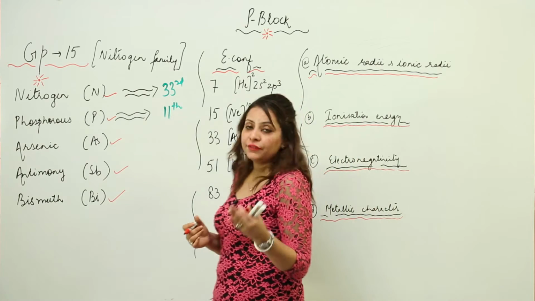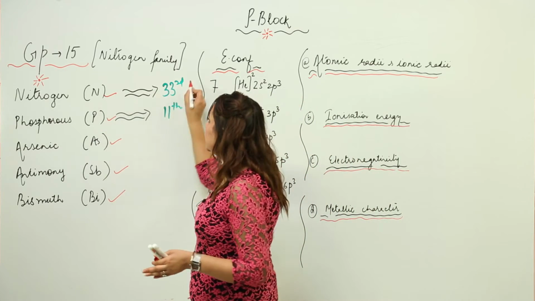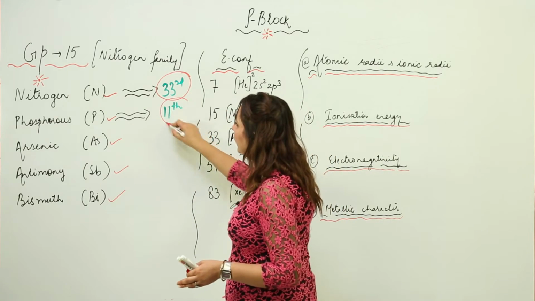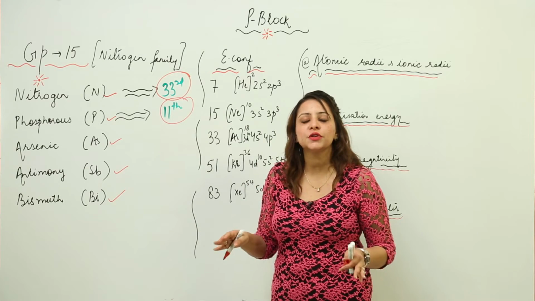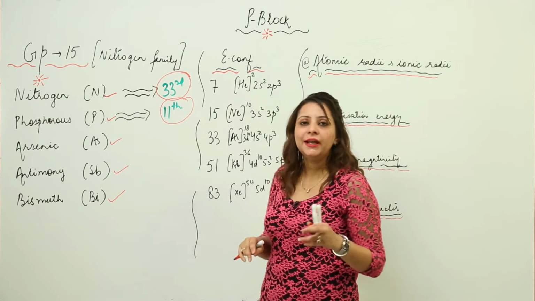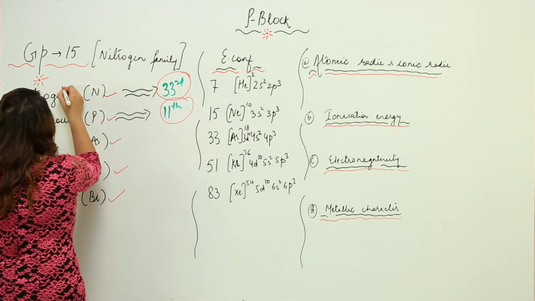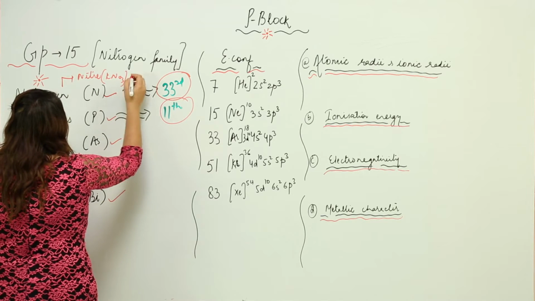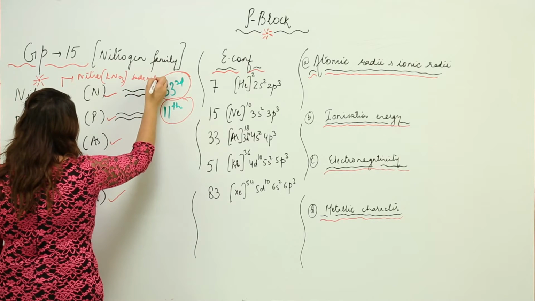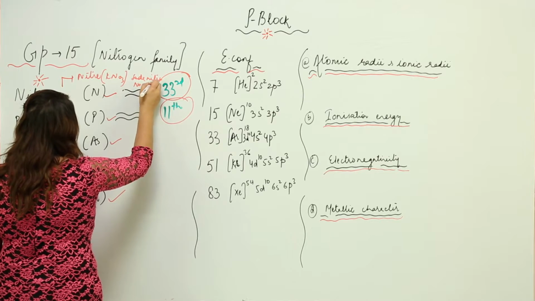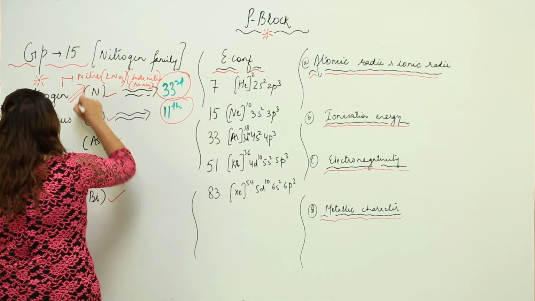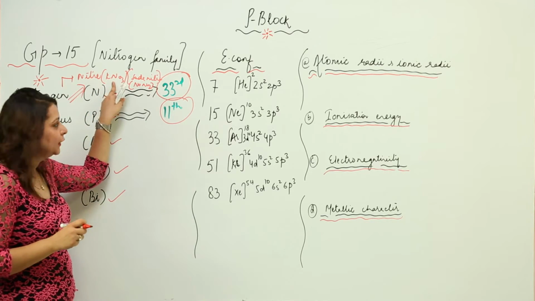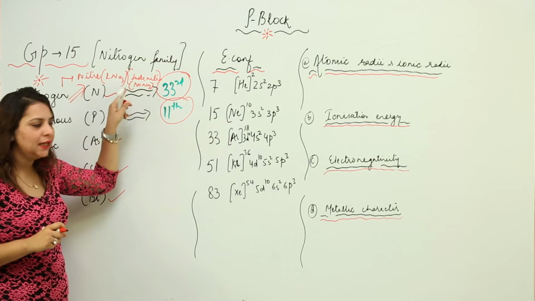If we talk about the abundance first, nitrogen is the 33rd element found in the earth crust, and phosphorus is found at the 11th position out of all elements found in the crust. Nitrogen occurs in the earth crust in the form of niter, that is KNO3, or soda niter, which is NaNO3. This is the general nitrate form of nitrogen's occurrence.